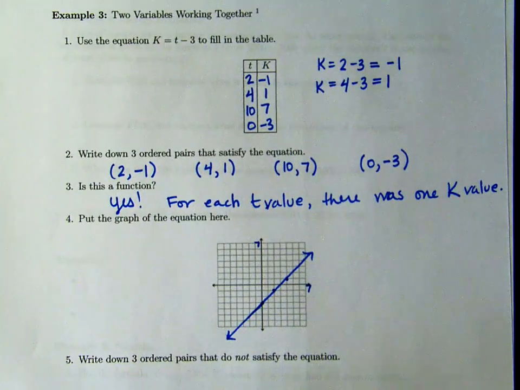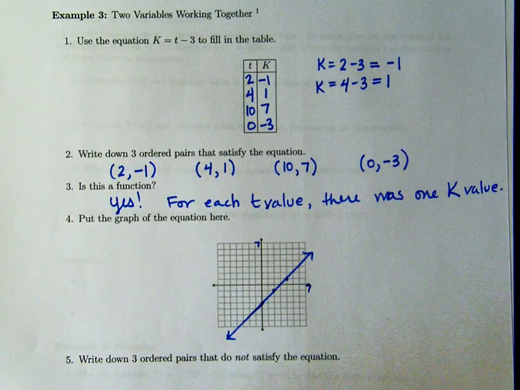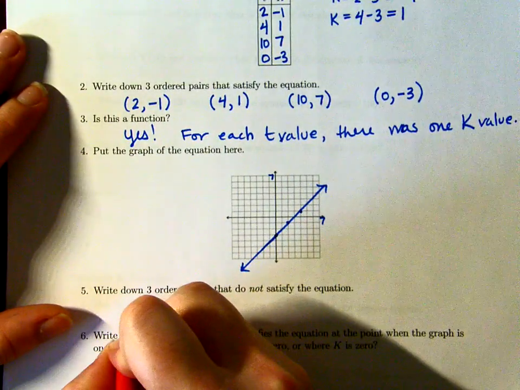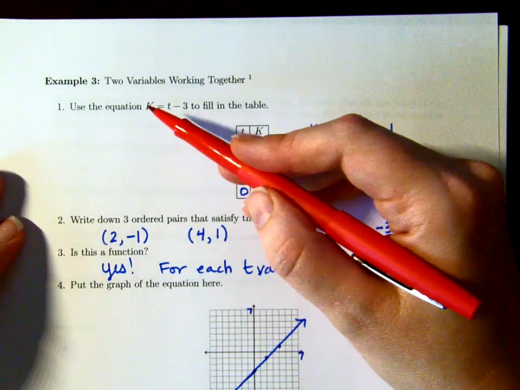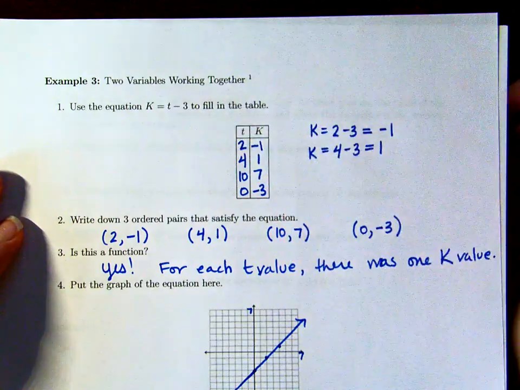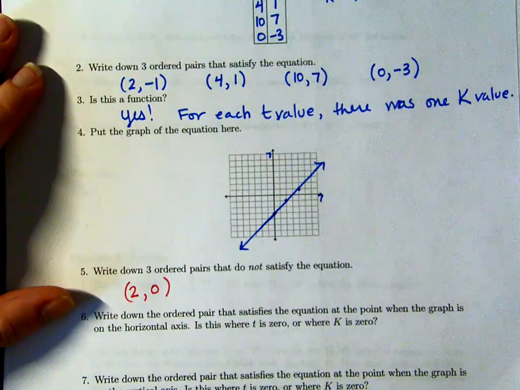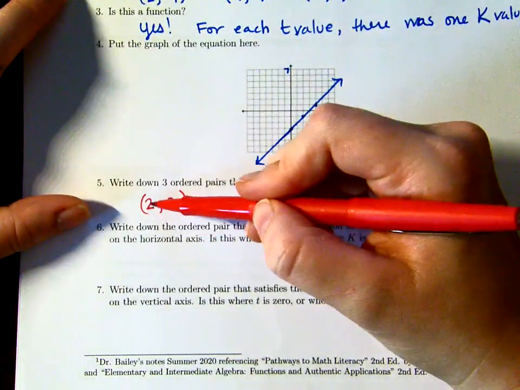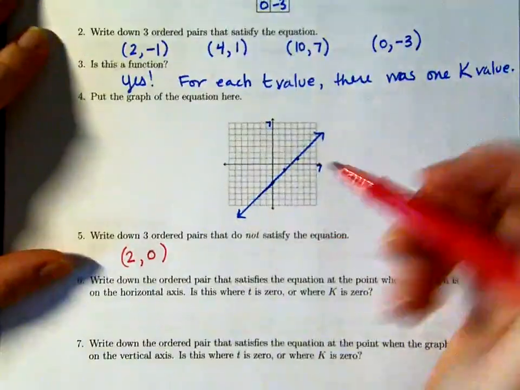Write down 3 ordered pairs that do not satisfy the equation. Okay, we can do that. So I'm going to put these in red. Do not satisfy this equation. When t equals 2, we know that what satisfies this equation is k equals -1, since -1 equals 2 minus 3. If we input 2, we don't get 0. So t equals 2 does not correspond with k equals 0.